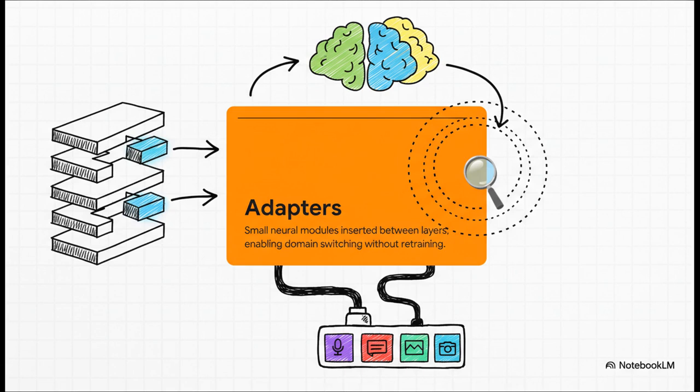Now, if LoRA is about teaching a model new skills, you can think of adapters as giving it entirely separate brains or knowledge domains. These are little neural modules that you literally slot in between the layers of the base model. They're specifically designed for clean, strong isolation between different contexts.